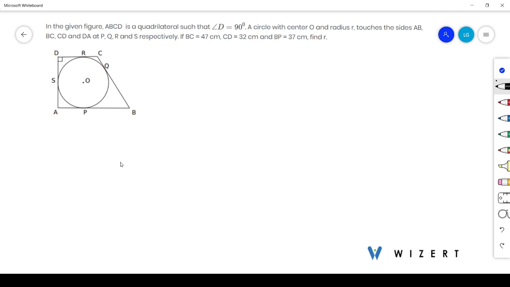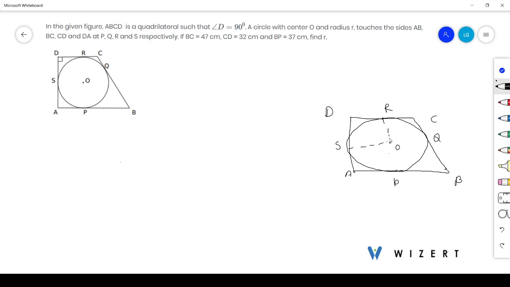Here we have given that ABCD is a quadrilateral, A, B, C and D. Then that circle touches the quadrilateral at points P, Q, R and S. O is the center. Now join this OR and OS.